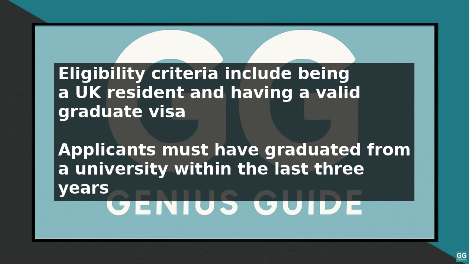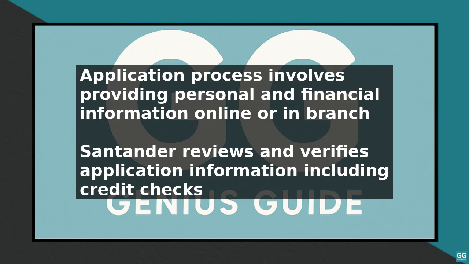Once you have checked your eligibility, you can begin the application process. This can be done online, over the phone, or in branch. You will need to provide personal and financial information, including your name, address, and student loan details. After submitting your application, Santander will review and verify your information. This may involve a credit check and verification of your graduate status.